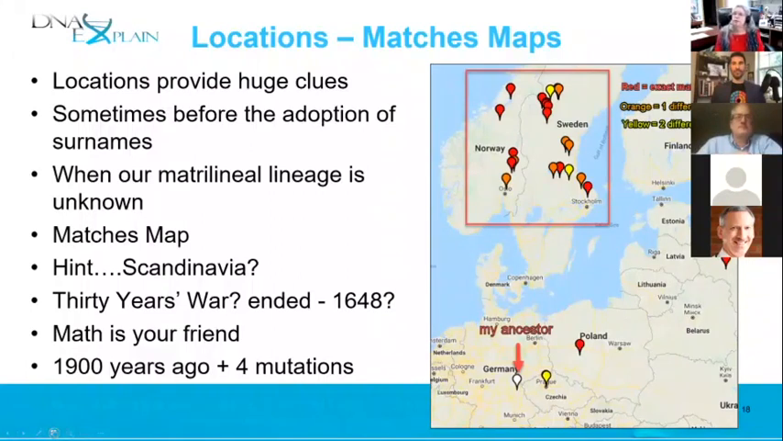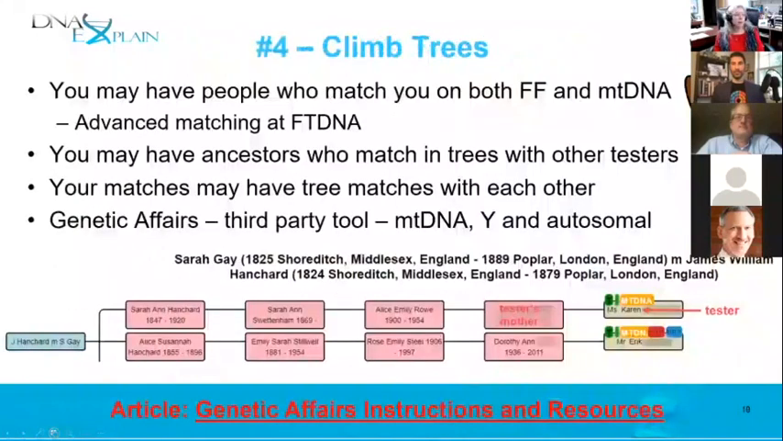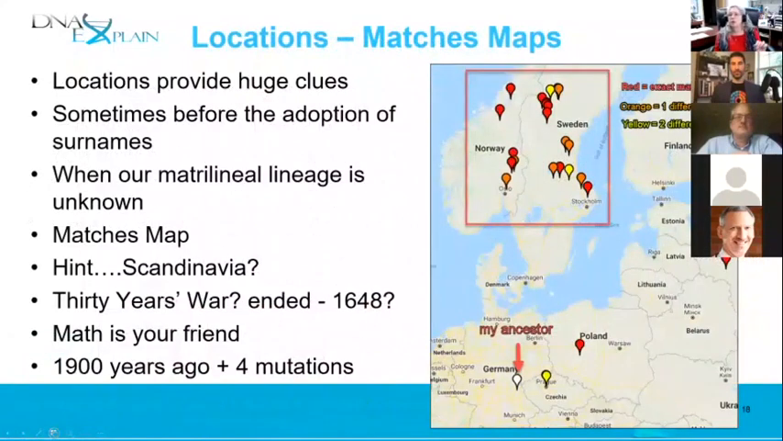Well, guess what? Math is your friend. Because if haplogroup J1c2f was born about 2,000 years ago, and I have 4 mutations in the regions that happen about every 400 years because they're in the hypervariable region, certainly something that happened about 1648 would be reasonable and could explain why I have so many full sequence matches in Scandinavia.